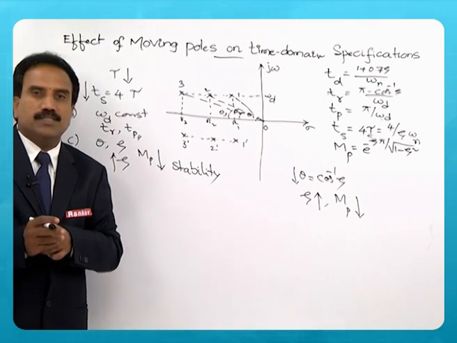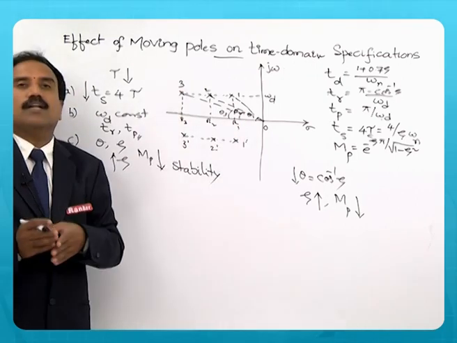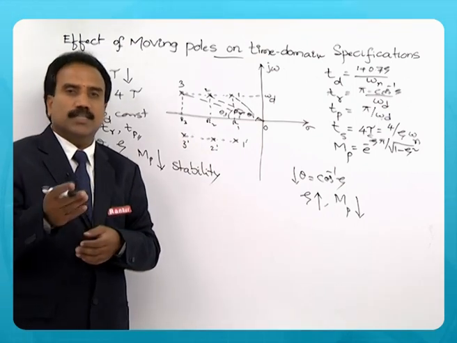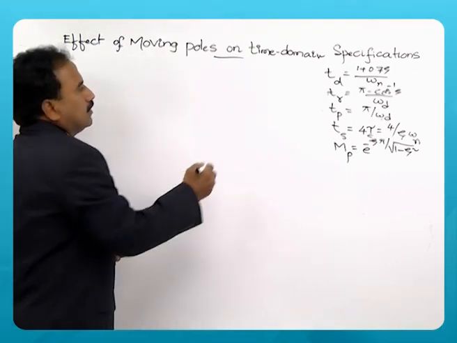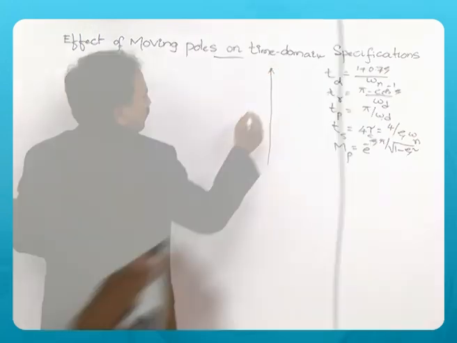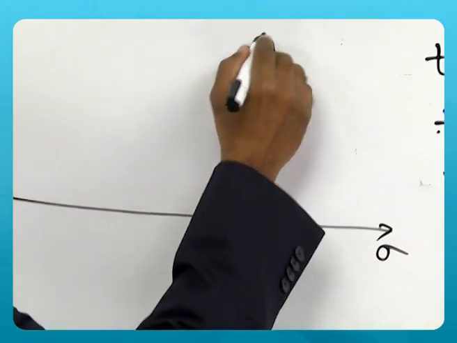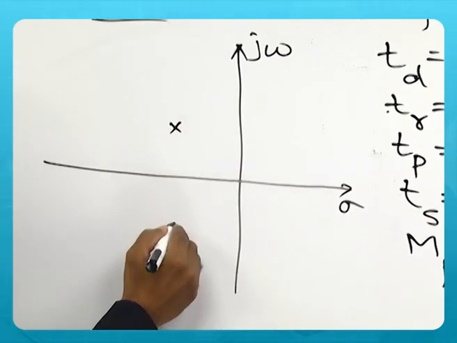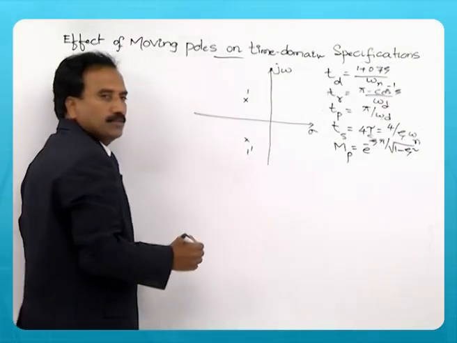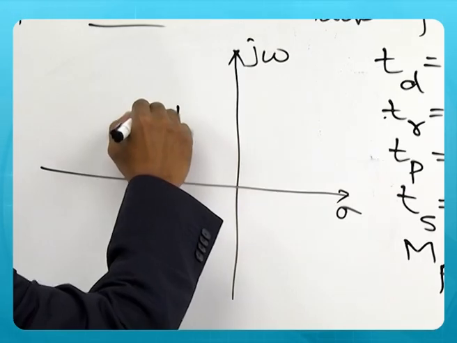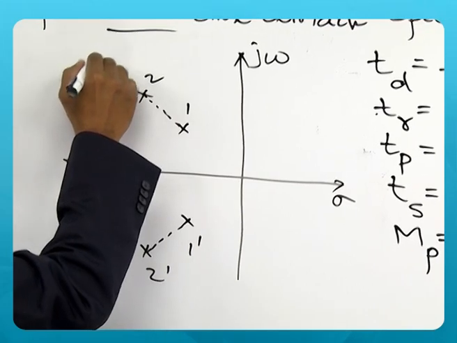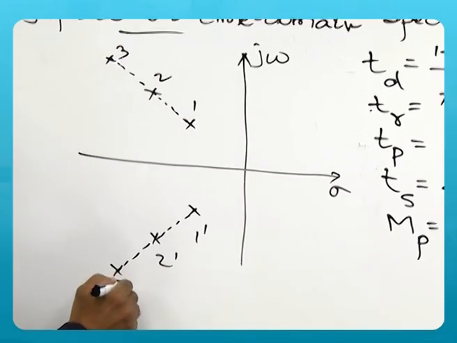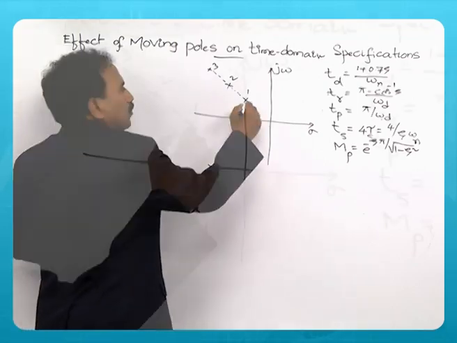Now let us see the third case, the last case, when the poles are moving inclined, neither horizontal nor vertical, but with some inclination. Originally they are here with 1 dash. Now they move in this way, 2 dash, 3 dash.